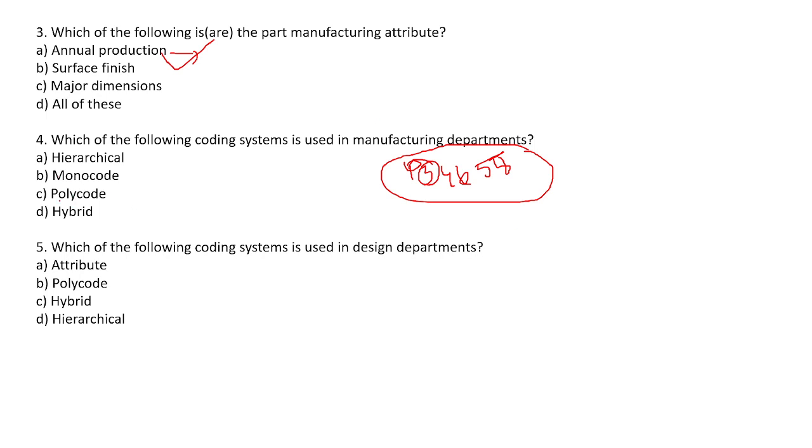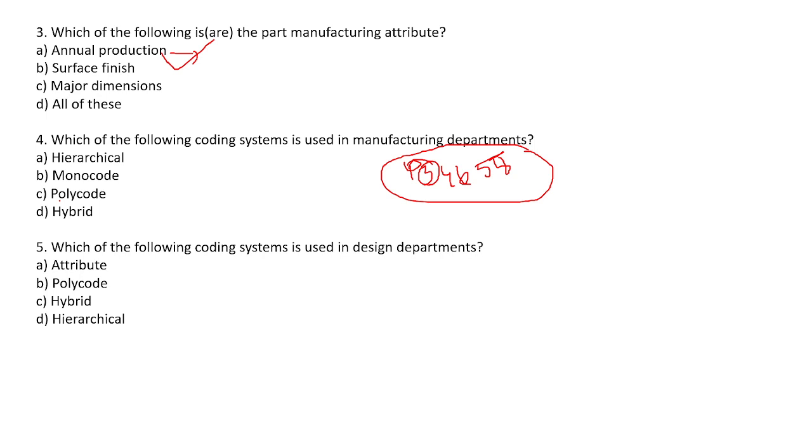Another one is the mixed code or hybrid, which is a combination of both hierarchical and polycode. We can say that some digits form monocodes, but they are strung together in the general arrangement of a polycode. So a combination of both methods is there. Those are the coding systems which are used here.